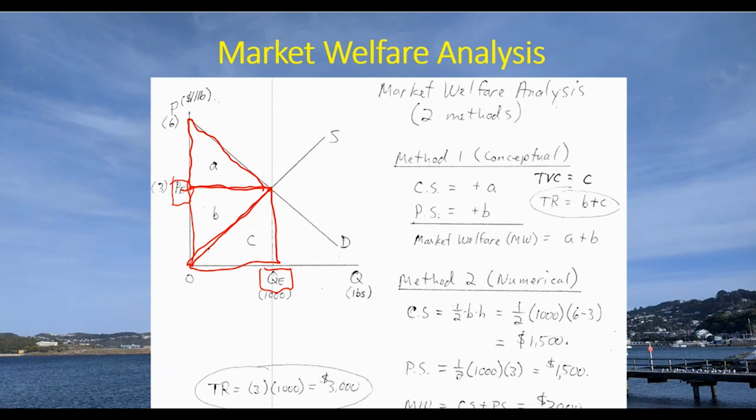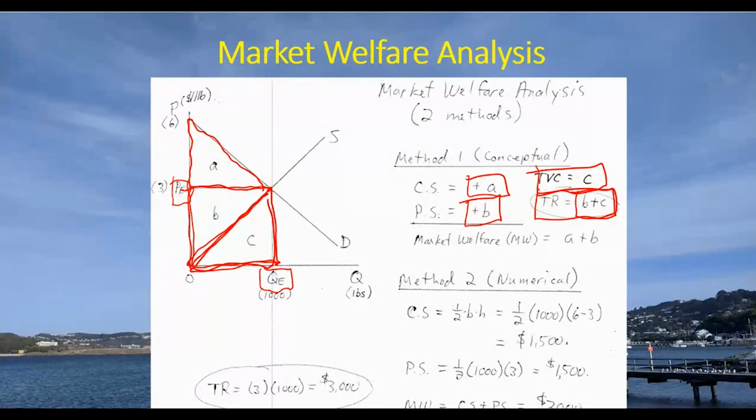So I could ask you, what is consumer surplus in the marketplace? In a conceptual term, you're just going to write down consumer surplus as area A. What is producer surplus? It's area B. What is total revenue? I could ask that. Well, it's the sum total, price times quantity. That's going to be area B plus C on the graph. What's total variable cost? That's going to be area C on the graph. That's up here. So this is what I call a conceptual analysis.